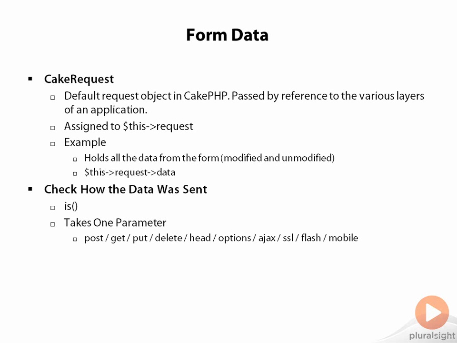When a form is sent, we sometimes need to know whether it was sent via post or get, or any of the other parameters available to us. In order to do that, in CakePHP, we would use the is method. The is method takes one parameter. You have a list of parameters to choose from. You can use post, get, put, delete, head, options, Ajax, SSL, Flash, or mobile. For example, we would use this request and then the is method and pass in the parameter post.